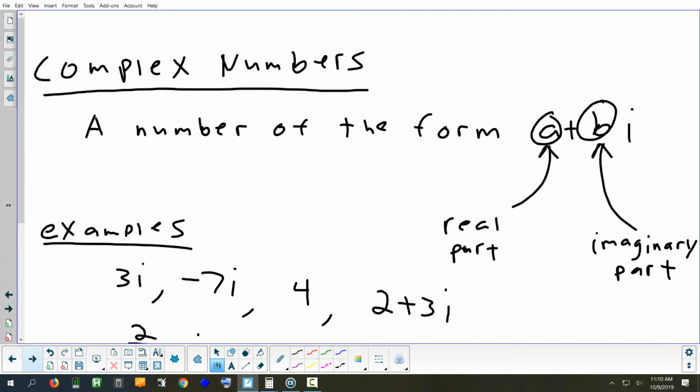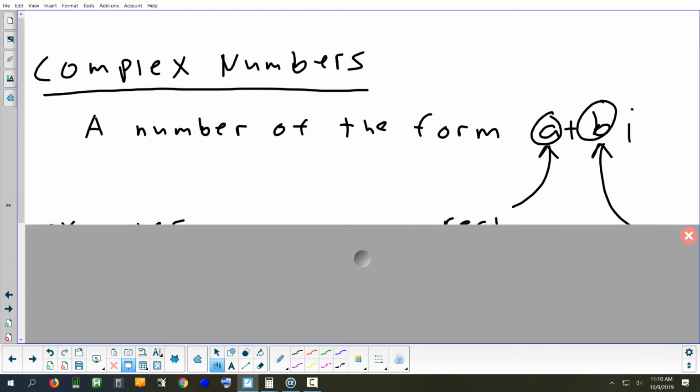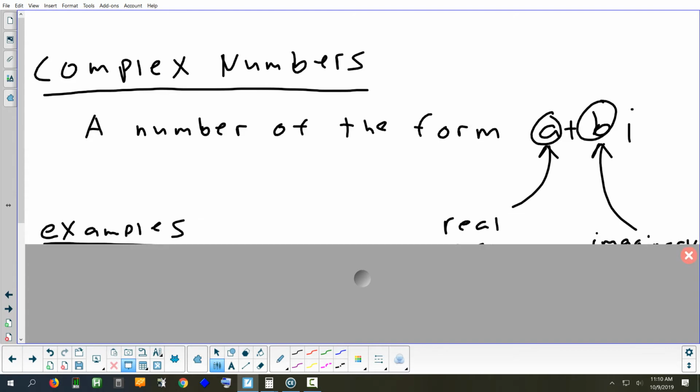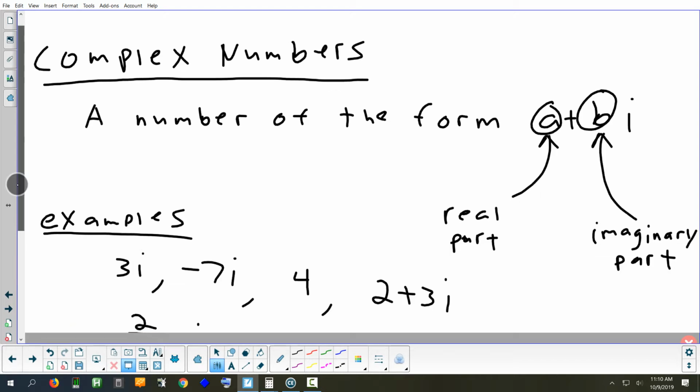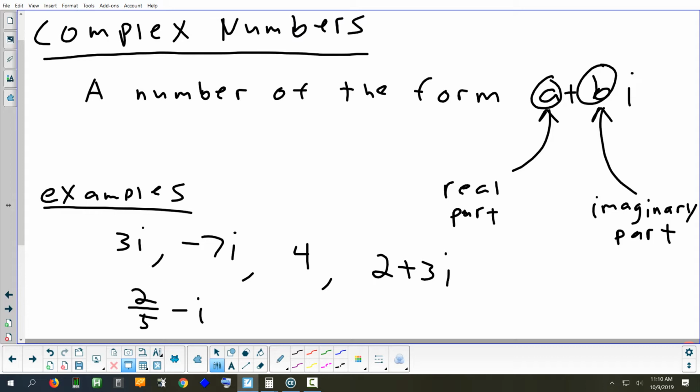So a complex number is written that way. It's in the form a plus bi. a is the real part, b is the imaginary part. These are all examples of complex numbers. 3i. What's the real part with 3i? 0. Right? You think of it like this. There is no real part. Same with negative 7i. These first two are what we call pure imaginary numbers.